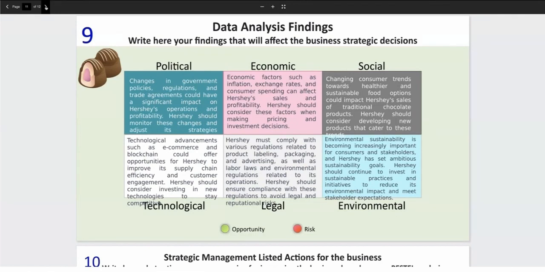Then here in your PESTEL analysis, you will need to write your findings that will affect the business strategic decisions. So here you do have several factors for the PESTEL analysis. I'm just going to read one for example: technological advancements such as e-commerce and blockchain could offer opportunities for Hershey's to improve its supply chain efficiency and customer engagement. Hershey should consider investing in new technologies to stay competitive.